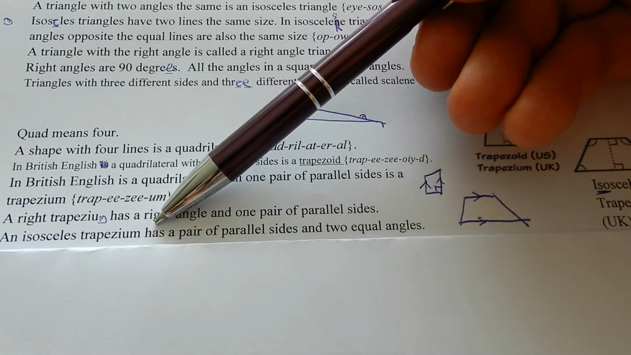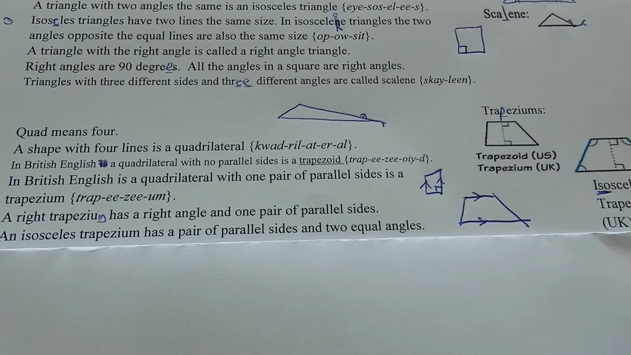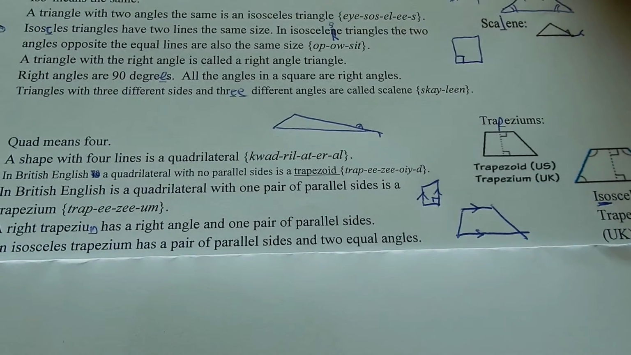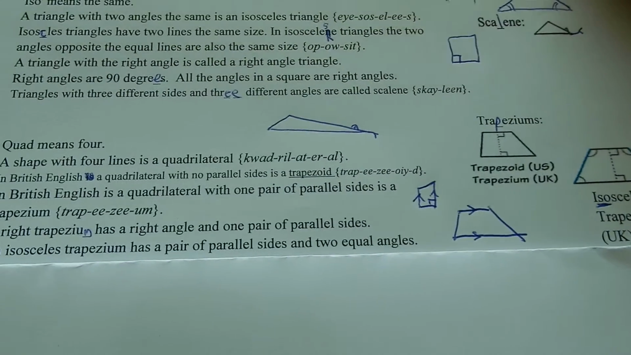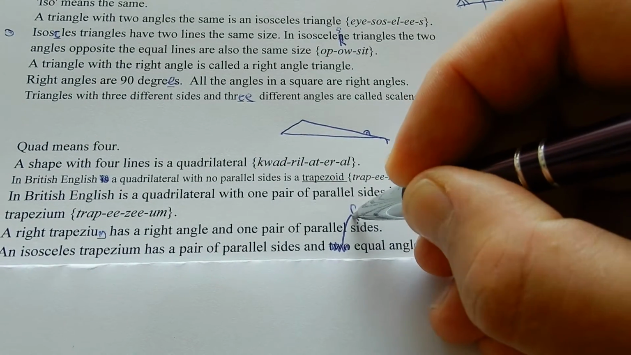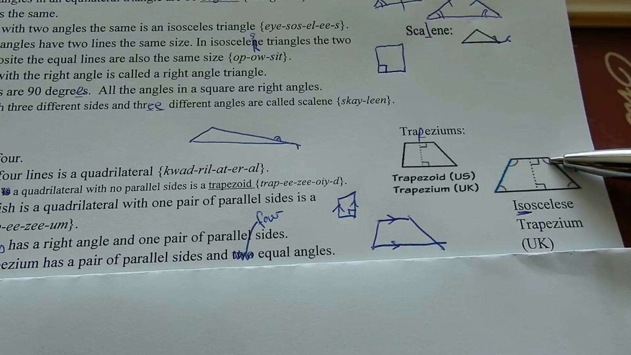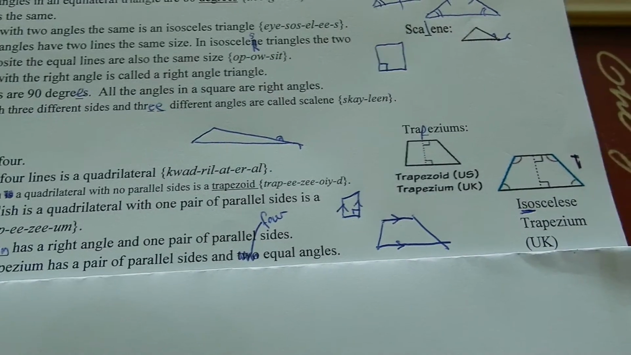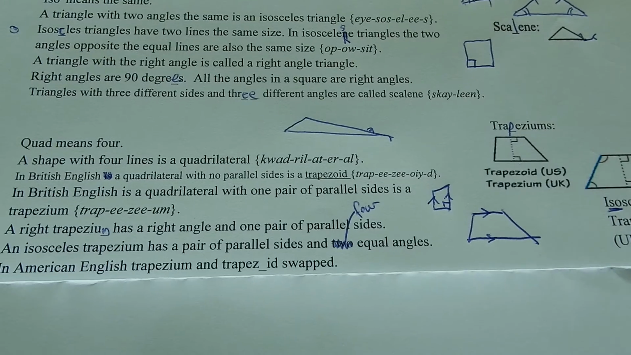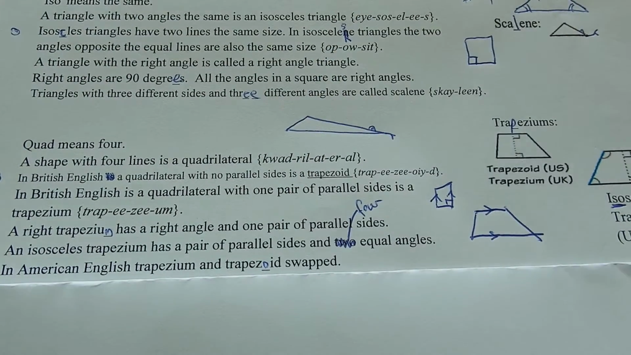An isosceles trapezium has a pair of parallel sides and two equal angles. Oh, well, it's got to have two equal angles. No, it's going to have four. Four equal angles. Let me show you the four equal angles. 1, 2, 3, 4. They're the four equal angles on an isosceles trapezium. In American English, trapezium and trapezoid are swapped.